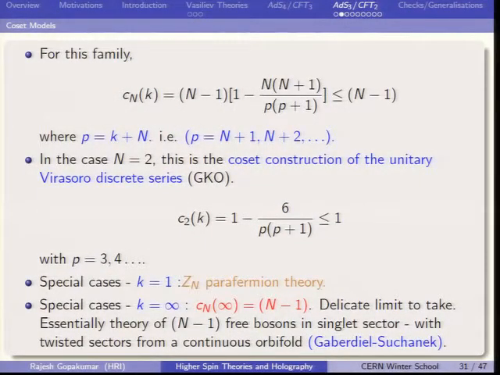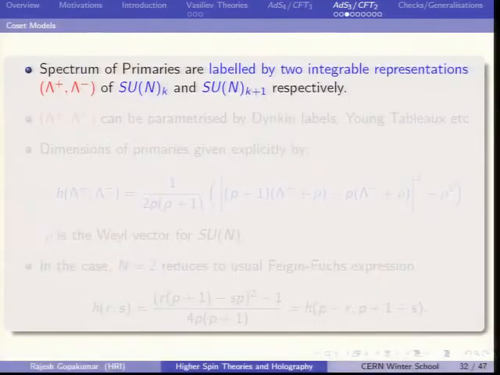The k equal to infinity limit, that's the sort of accumulation point, is where you get the central charge n minus 1. It's a bit of a delicate limit, but this has been analyzed recently by Matthias and Suchanek. And what one finds is that this is essentially the singlet sector of n minus 1 free bosons. So it's also a reasonably familiar theory. So many things are known about these theories. I'll just stop in a couple of minutes.